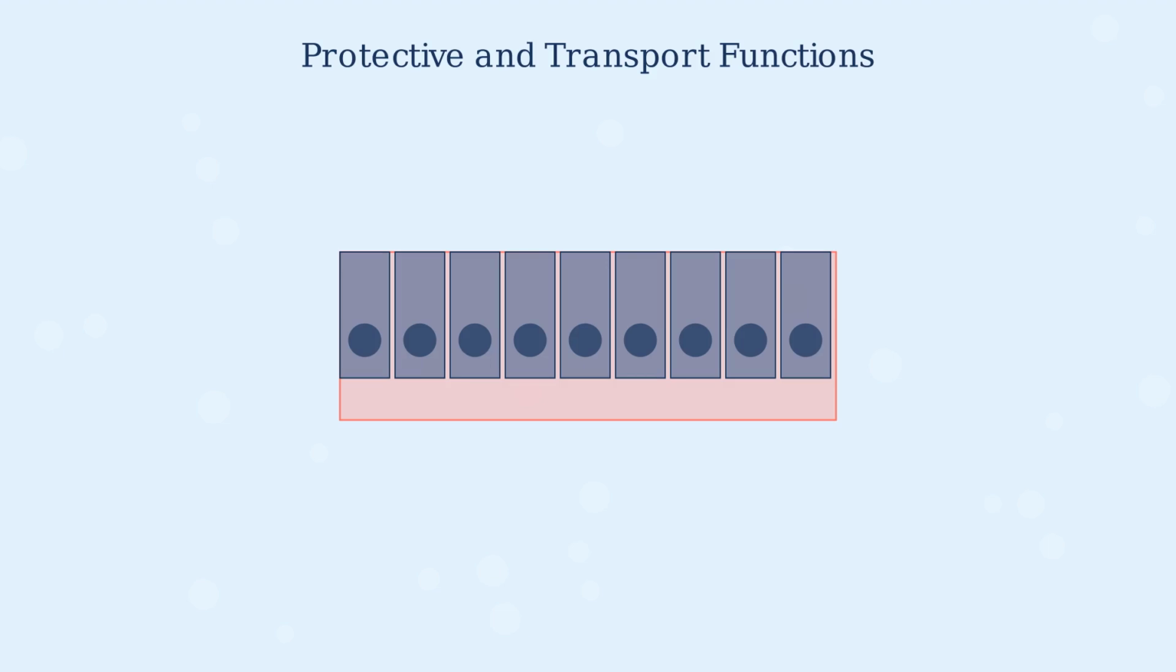Simple columnar epithelium serves critical protective and transport functions in the body. One of its primary roles is to form a selective barrier, protecting underlying tissues from harmful substances. Larger harmful substances and pathogens are prevented from passing through the epithelial barrier. Meanwhile, beneficial molecules like nutrients and electrolytes can selectively pass through the epithelium.